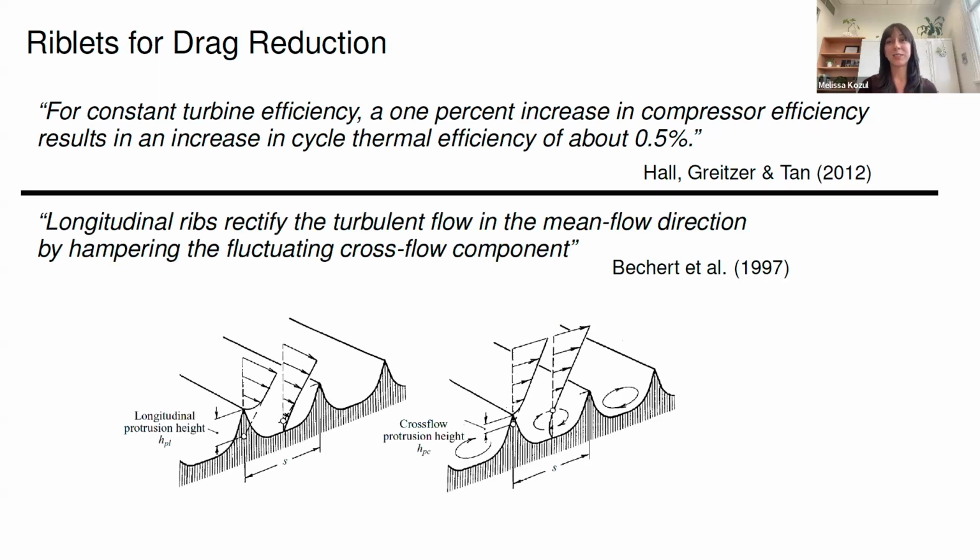Okay, so what are riblets and why are we putting them on this compressor blade? They are well known from more fundamental fluid mechanics research. They're longitudinal ridges or ribs, longitudinal with the flow. So the flow is coming over the top of them in the same direction.